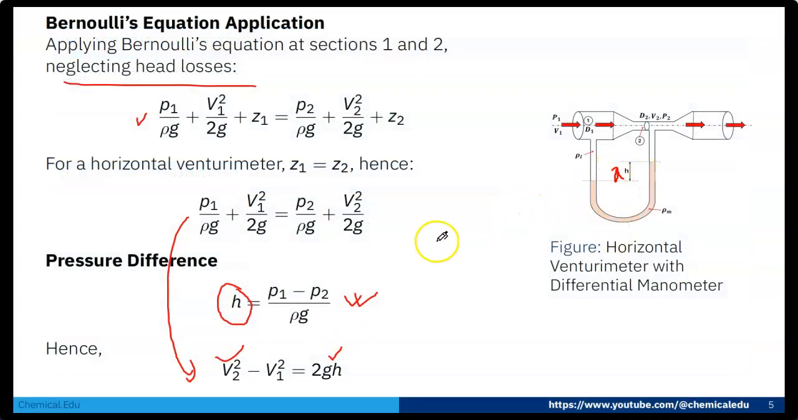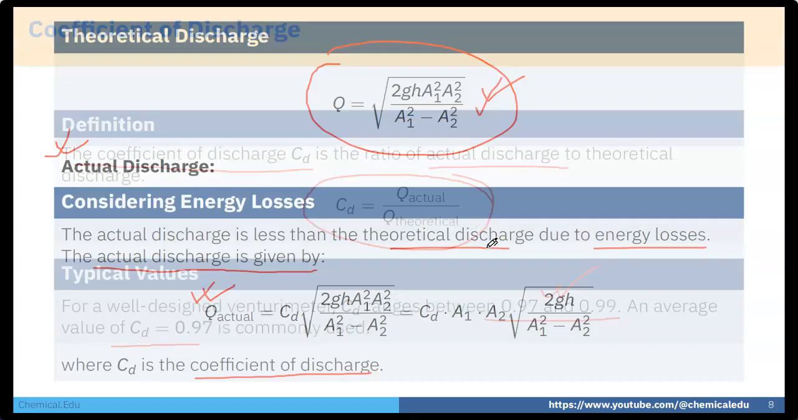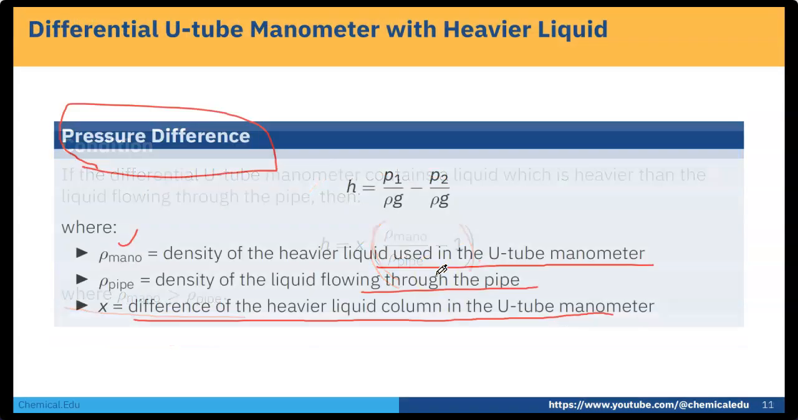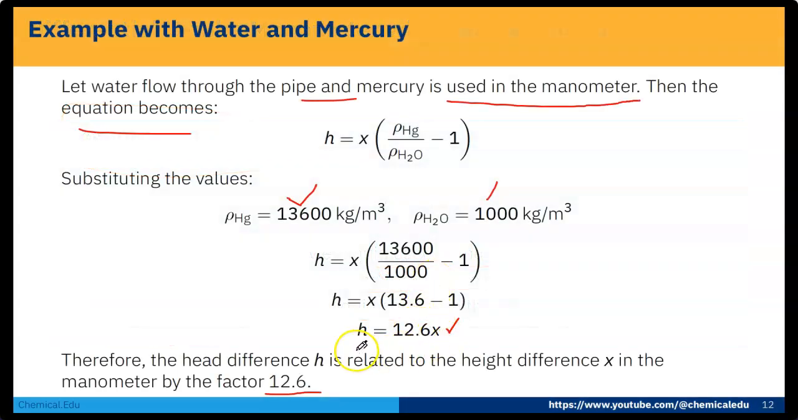Now we can find H. So H we can get as 12.6 into X. So that's it about Venturimeter. Thank you.